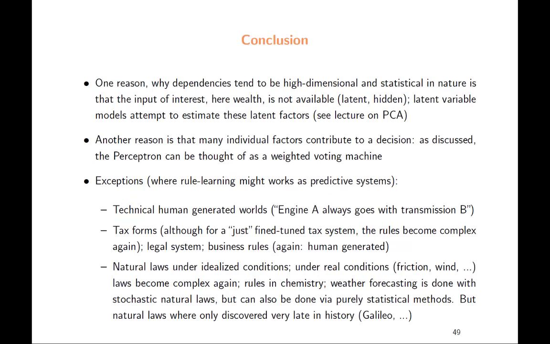So as a conclusion, one reason why dependencies tend to be high-dimensional and statistical in nature is that the input of interest, here the wealth, is not available, cannot be measured. These are sometimes called latent variables or hidden variables, and latent variable models try to estimate this latent variable, and then we can apply our low-dimensional rule. So sometimes people use methods like PCA or clustering. But sometimes this is not suitable, and we directly try to work with the available data.